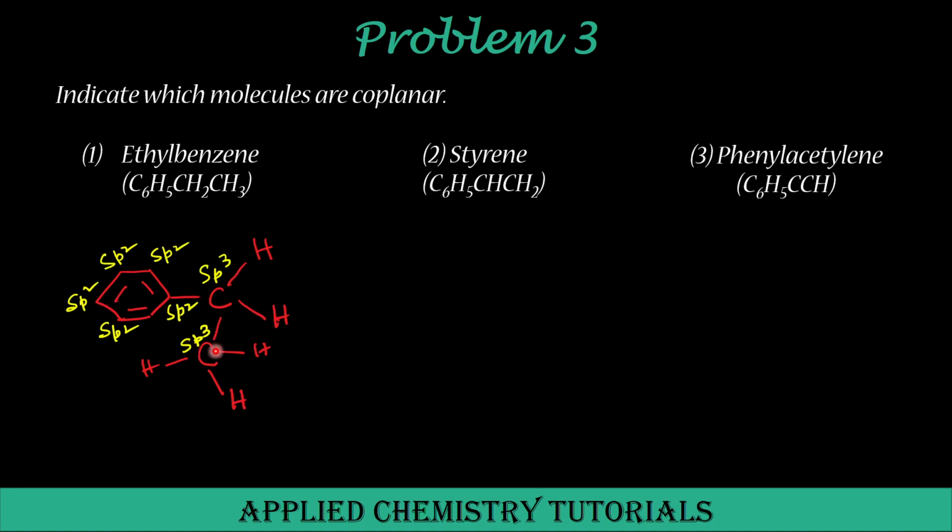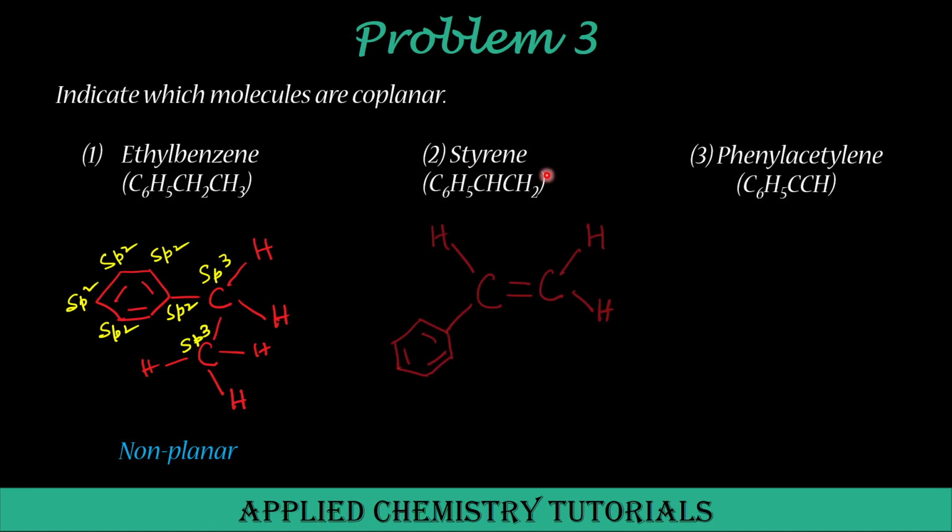Okay, but for this carbon atom, this is also sp3 hybridized, but this is attached with another sp3 hybridized carbon atom, so it need not be on the same plane. So this sp2 hybridized carbon atom, the hydrogen attached to it, and this carbon atom will be on the same plane, but the rest of the carbons are attached with sp3 hybridized carbon, so they won't be on the same plane. So the molecule is non-planar.